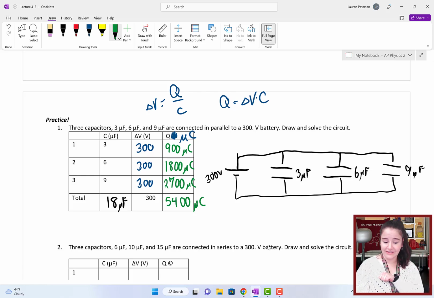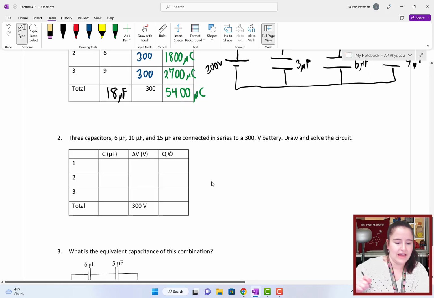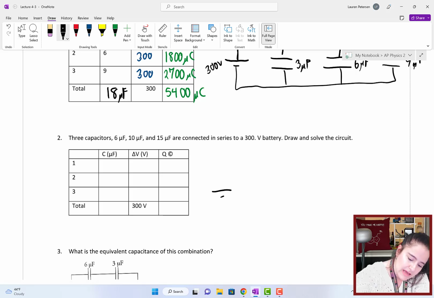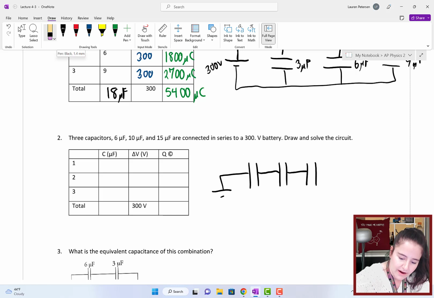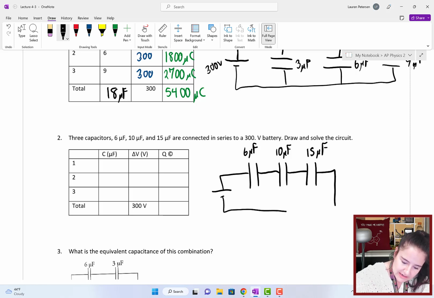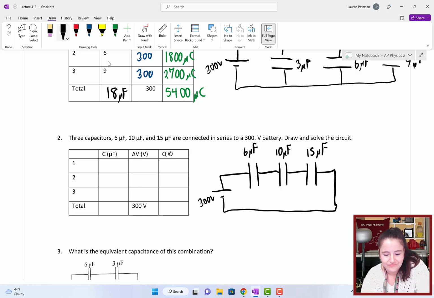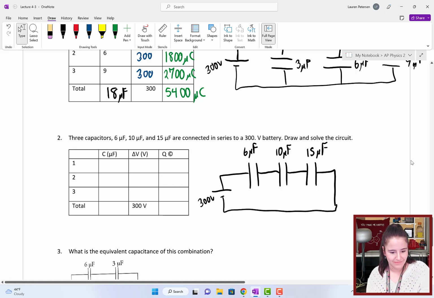Let's go ahead and try the series one. It's the same three capacitors, but now they're connected in series. So we've got the 3 microfarad connected to the 6 microfarad, connected to the 9. Oh, nope, sorry, they are not the same. I lied. They are a 6 microfarad, a 10 microfarad, and a 15 microfarad capacitor connected in series to that 300 volt battery. Now the charge on them we know is all going to be the same, but we don't know that total charge yet.